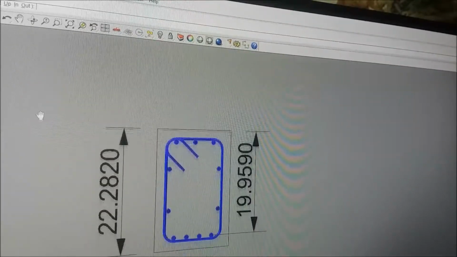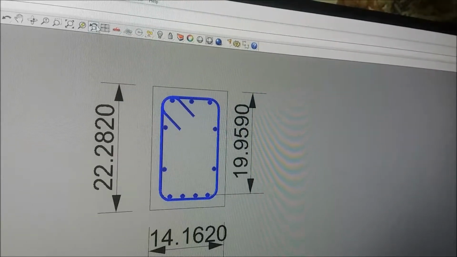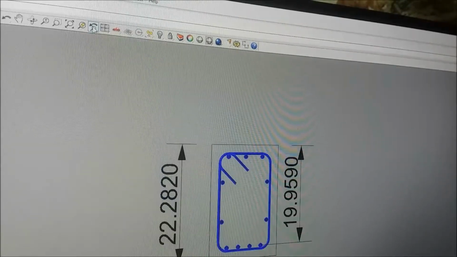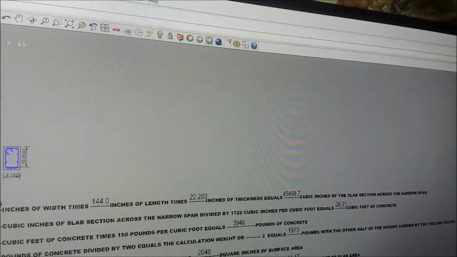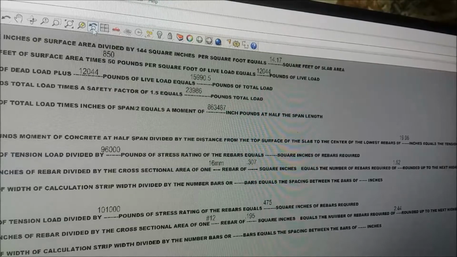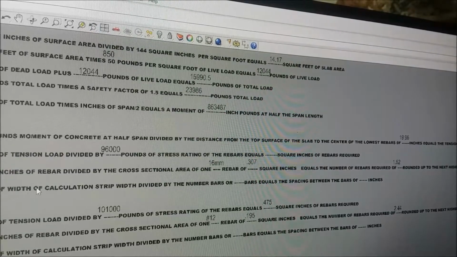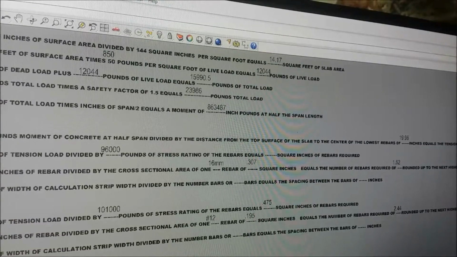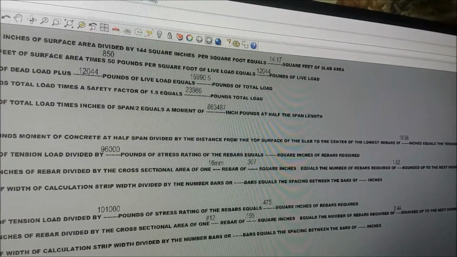Let's go down here to words. Well, we'll get here eventually. Okay, so we come out with the total load for this thing, 47,998 pounds. That's the tension load on the bottom.